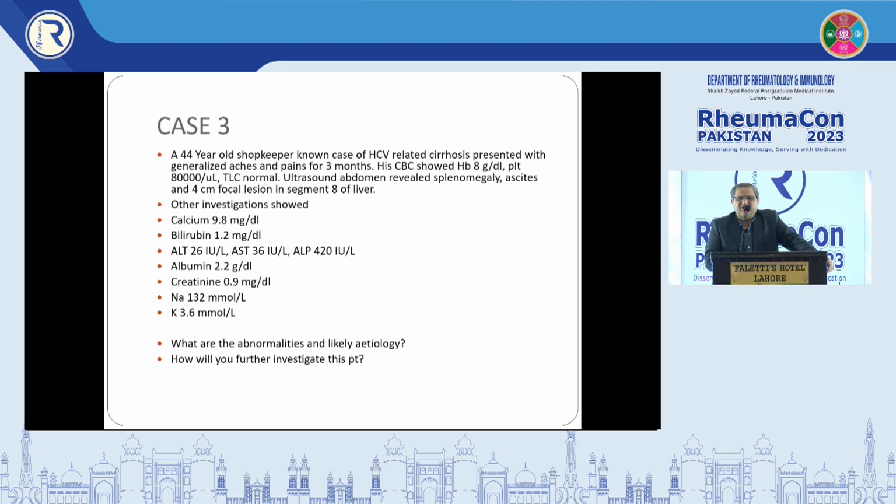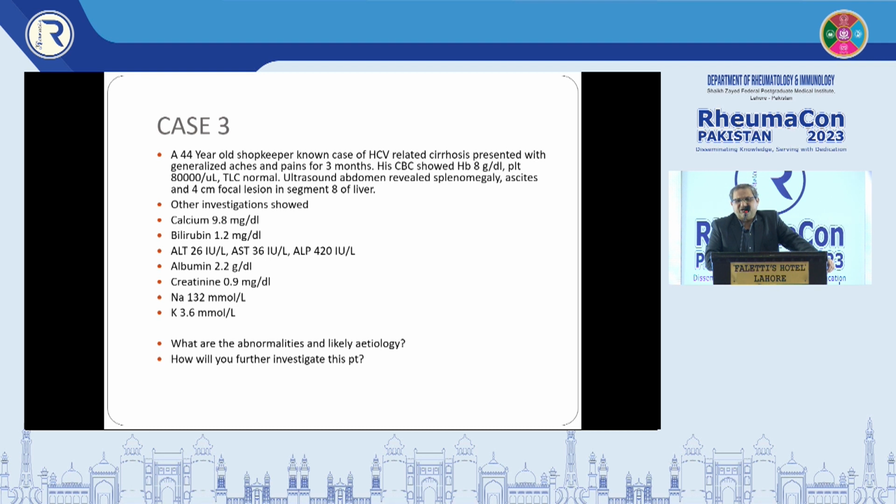Now this is case number 3. A 44-year-old shopkeeper, known case of HCV-related cirrhosis, presented with generalized aches and pains for 3 months. His CBC showed hemoglobin 8 gram per deciliter, platelets 80,000 per microliter, TLC was normal. Ultrasound abdomen revealed splenomegaly, ascites and a 4 centimeter focal lesion in segment 8 of the liver.